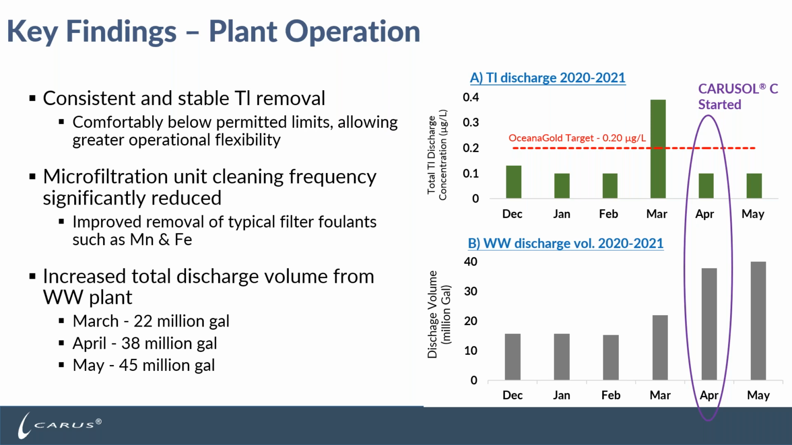Here, after implementing permanganate treatment in April 2021, the total discharge volume almost doubled in April and May compared to March, the previous month.